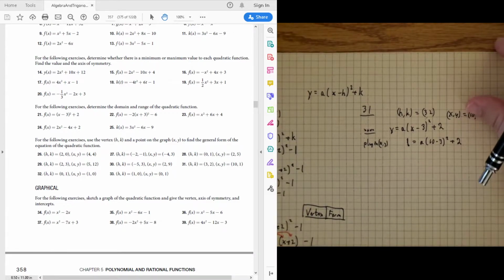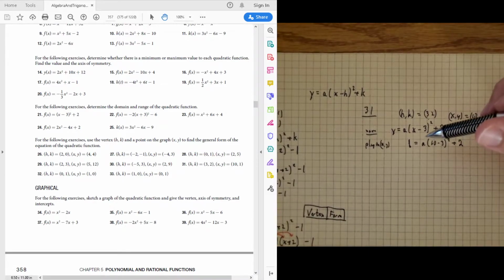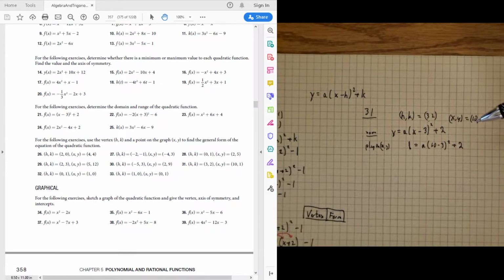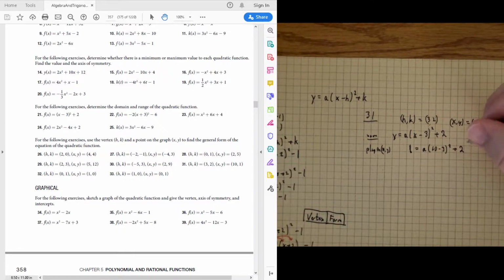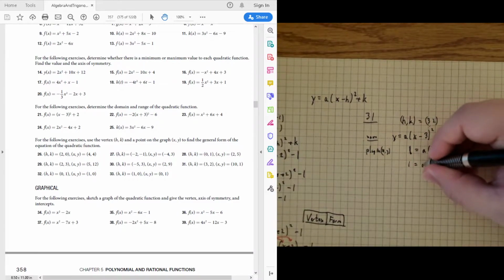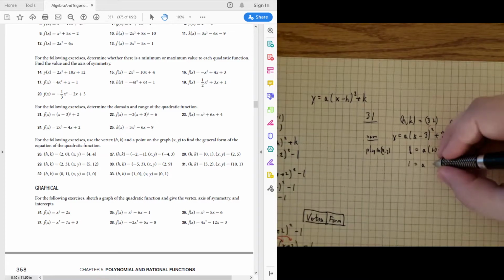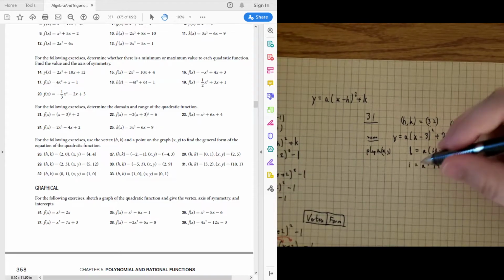Okay. This is going to look like a fun one because I don't think this is going to be as nice as 27 was. Okay. So everywhere there is an x, I put in 10. Yep, looking good. Okay, so now I'm going to start solving this thing. So 1 equals a times 10 minus 3 is 7, and 7 squared is 49, plus 2. Remember, I have to move the 2 over first, so I'm going to do that.